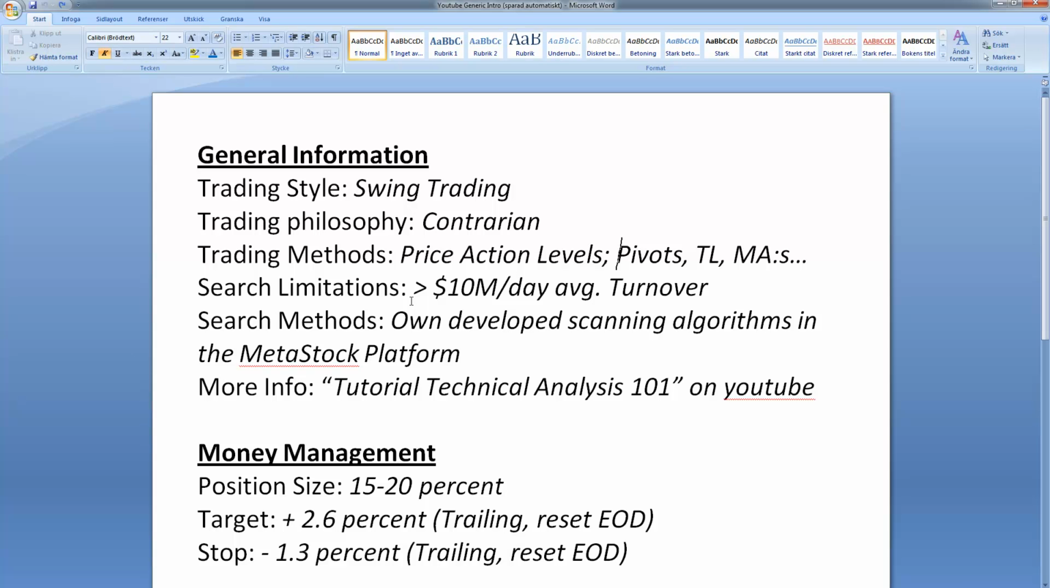I find my setups from a scanning algorithm that I built myself in the Metastock platform. If you want to know more about price action levels and the Contrarian swing trading style, please watch my video on YouTube, Tutorial Technical Analysis 101. Regarding money management, I have a position size between 15 and 28%. I set the target at 2.6%, with the trailing target reset at end of day. My stop is minus 1.3%, with the trailing stop reset at end of day.